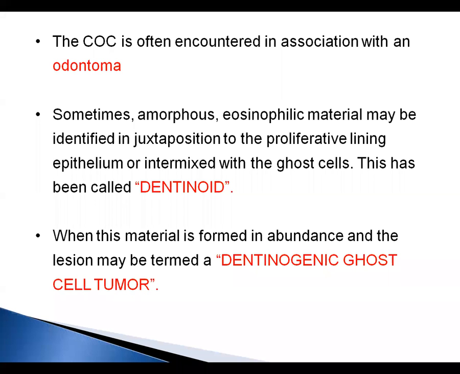The calcifying odontogenic cyst is often encountered in association with an odontoma. Sometimes amorphous eosinophilic material may be identified in juxtaposition to the proliferating lining epithelium or intermixed with the ghost cells, and this is called the dentinoid material. When this material is formed in abundance, the lesion may be termed a dentinogenic ghost cell tumor.